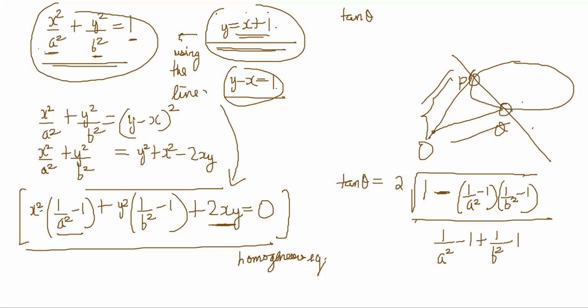And now that we know that a homogeneous equation in 2 degree represents a pair of straight lines through the origin, now we can use that fact to our advantage and find out results from it, whatever we need, right? So that is the theory of straight lines and pair of straight lines.